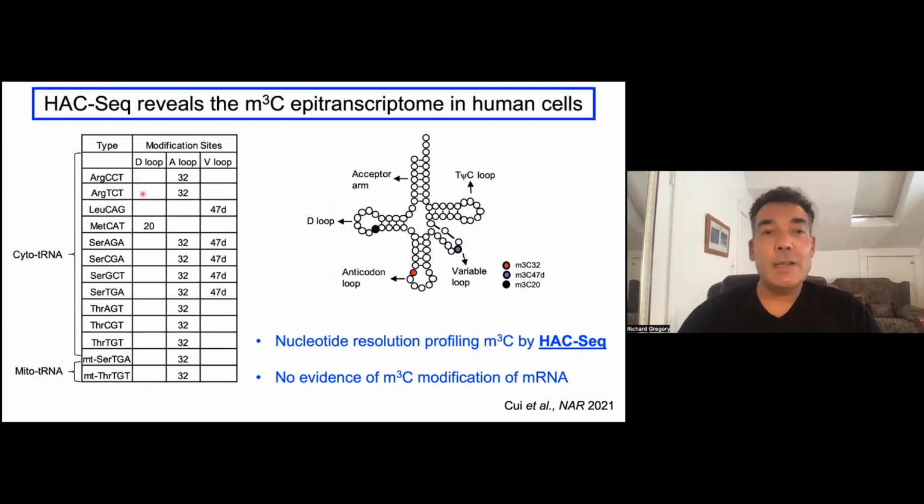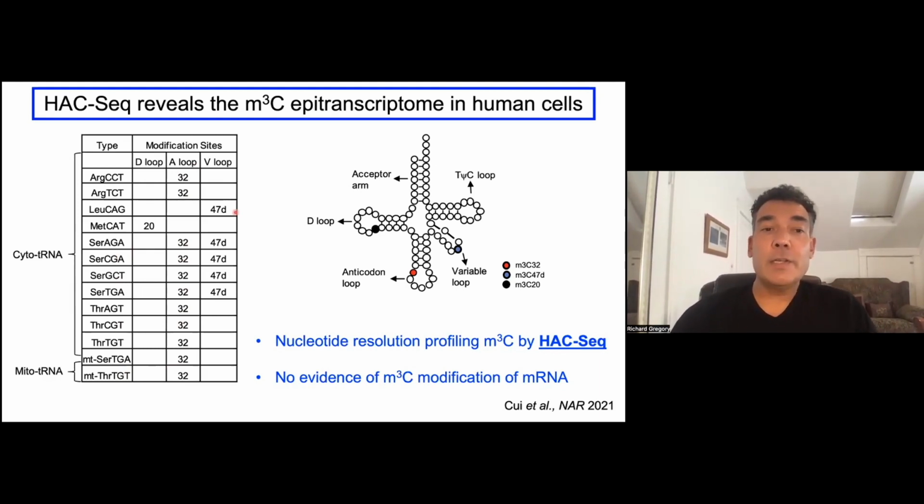The results were slightly disappointing in that we identified all the known things and very few new things. But what we could identify is that M3C occurs in mitochondrial tRNA, these two, serine and threonine, at position 32, that was already known. It occurs at position 32 of serine. It occurs at position 32 of threonine and arginine. Again, this is known from studies in model organisms as well as some work in mammalians.